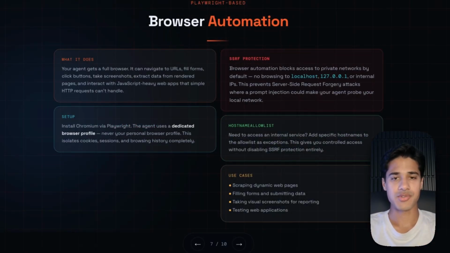Web search gets you text results, but some things require actually browsing, like filling out forms, interacting with JavaScript-heavy web apps, taking screenshots, extracting data from rendered pages. That's where browser automation comes in.